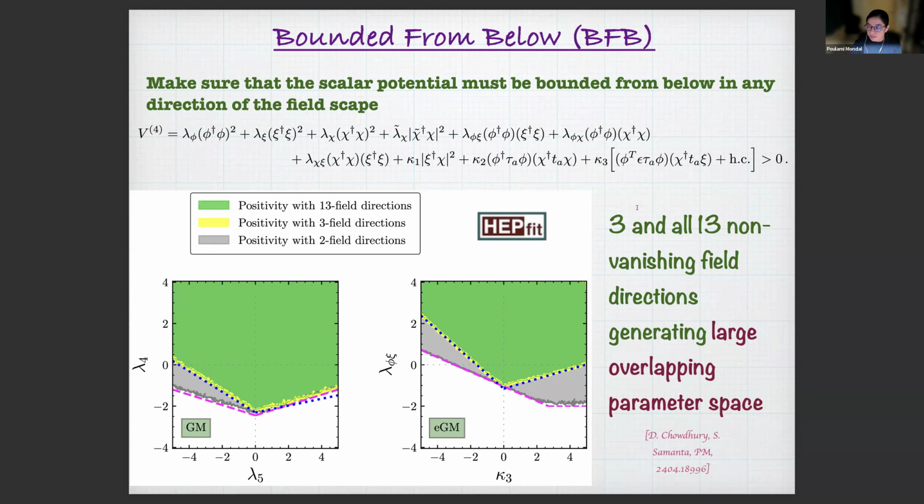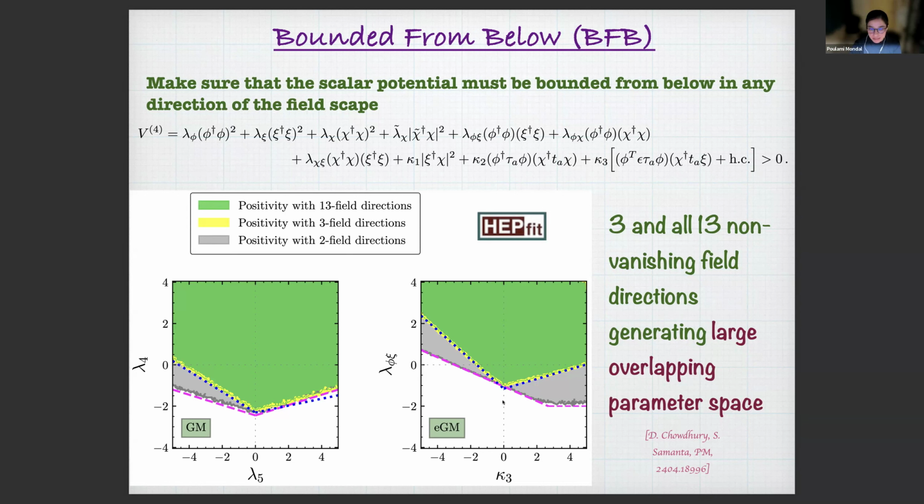Because you see, you have one doublet which has 4 fields, one complex triplet which has 6 plus 4, 10, and you have one real triplet which has 3 field directions. So all together you have 13 non-zero field directions. So we took all 13 non-zero field directions and calculated the bounded-from-below constraints, and we tried to see how much they varied from each other.